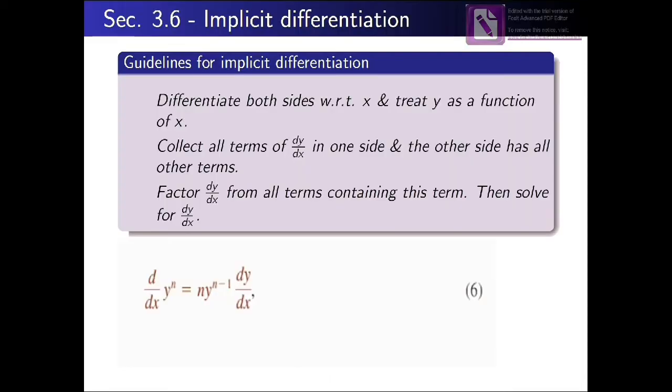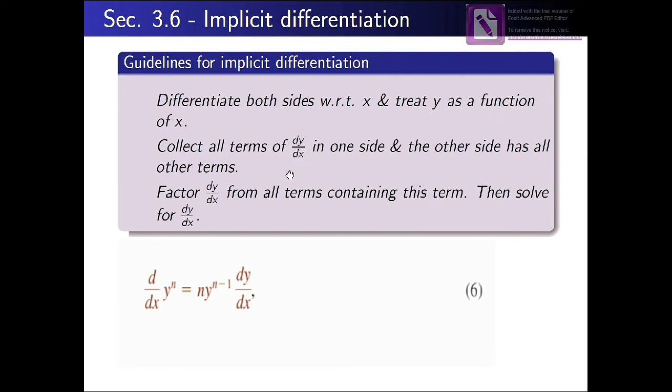So guidelines for implicit differentiation. Differentiate both sides with respect to x and treat y as a function of x. Then collect all terms of dy over dx in one side and the other side has all other terms. Then factor dy over dx for all terms containing this term, then solve for dy over dx.